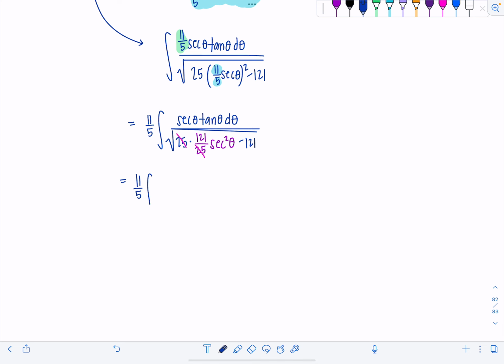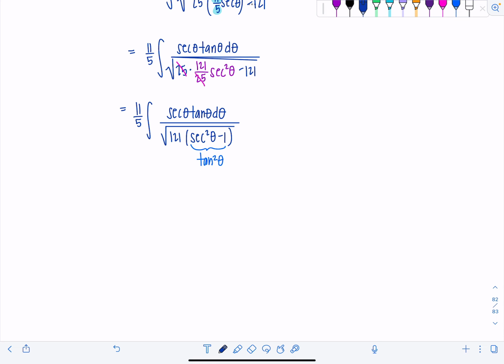11 over 5 integral of secant theta, tangent theta, d theta over the square root. Now notice I can factor out 121 from both terms here under the radical, and we have secant squared theta minus 1. Very good. Now, if you'll recall, secant squared theta minus 1 is equal to tangent squared theta. So in the denominator, now we have 11 over 5 sitting outside, secant theta, tan theta, d theta upstairs, and the square root of 121 tan squared theta.